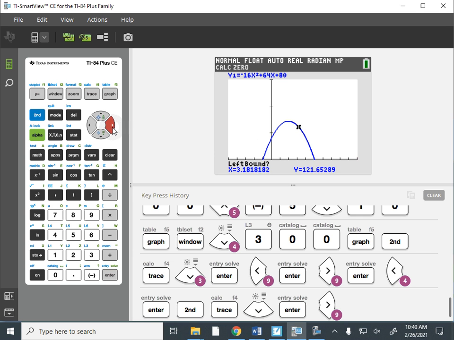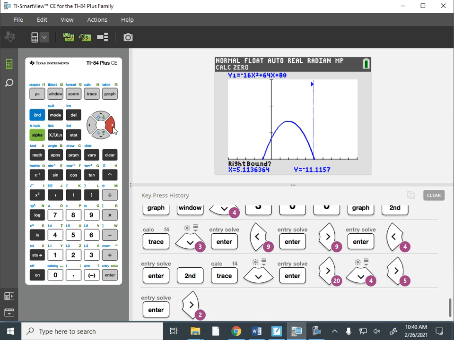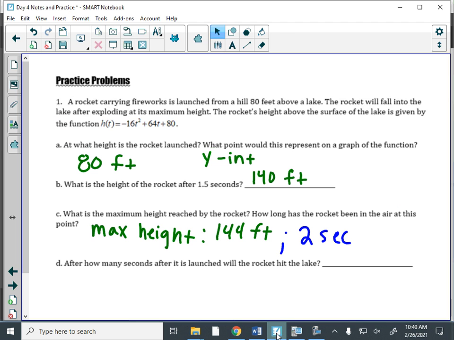And again, go a little bit above. Go a little bit below. And guess. And stop. After about 5 seconds, that is when the rocket will hit the ground.